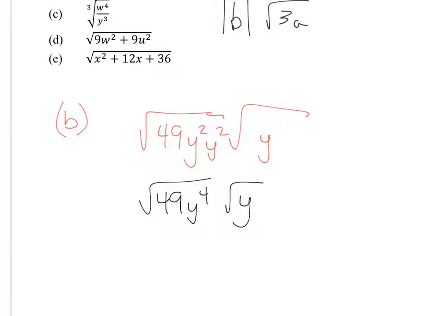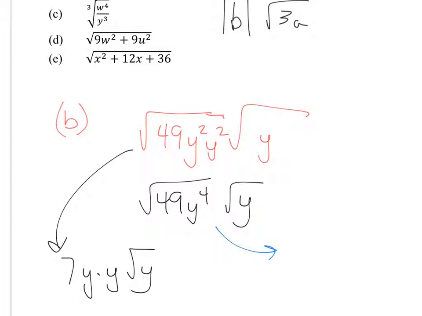Well, what's the square root of y to the 4th? It's just y squared. Because this, if you recall, is really 7y, radical y. That's what that would become. So I'll do it the way Sarah said and take this and just say, well, this is just 7. The square root of y to the 4th is y squared times radical y.